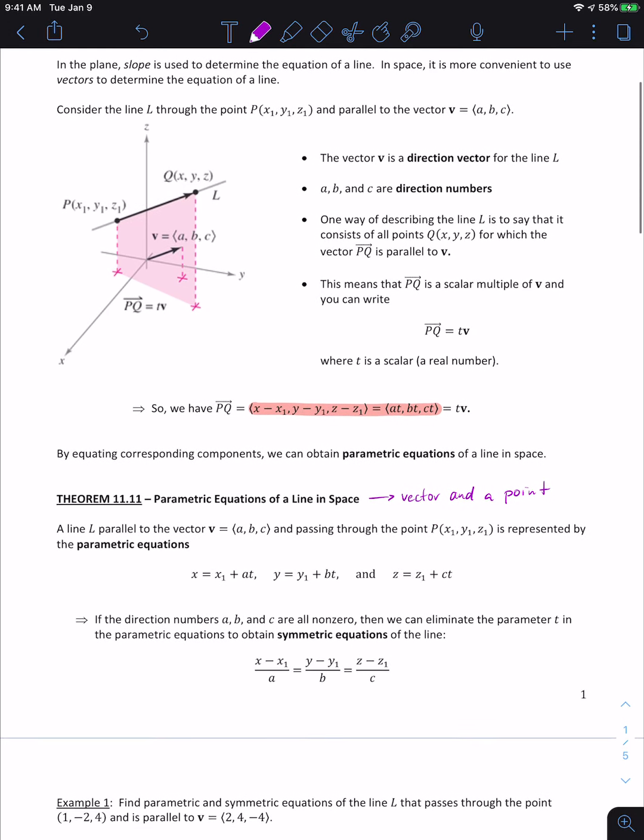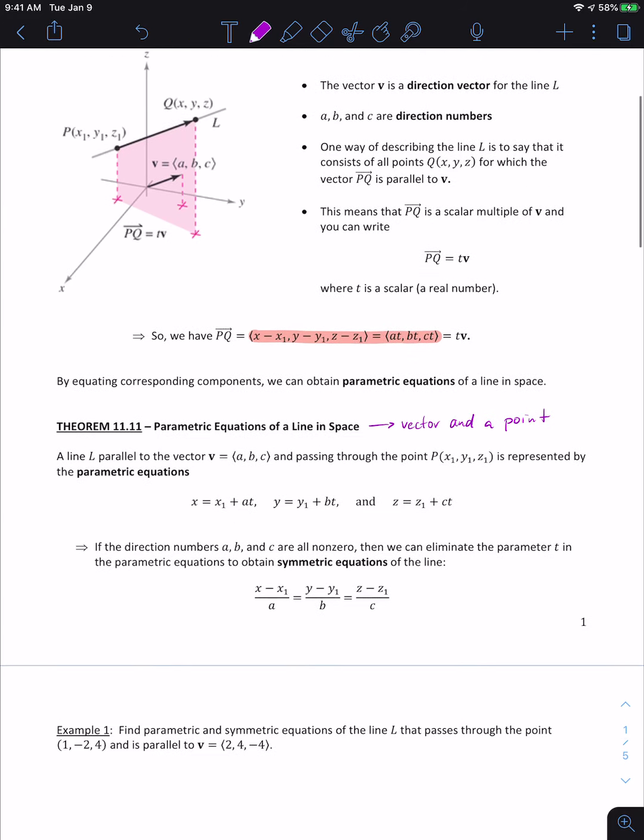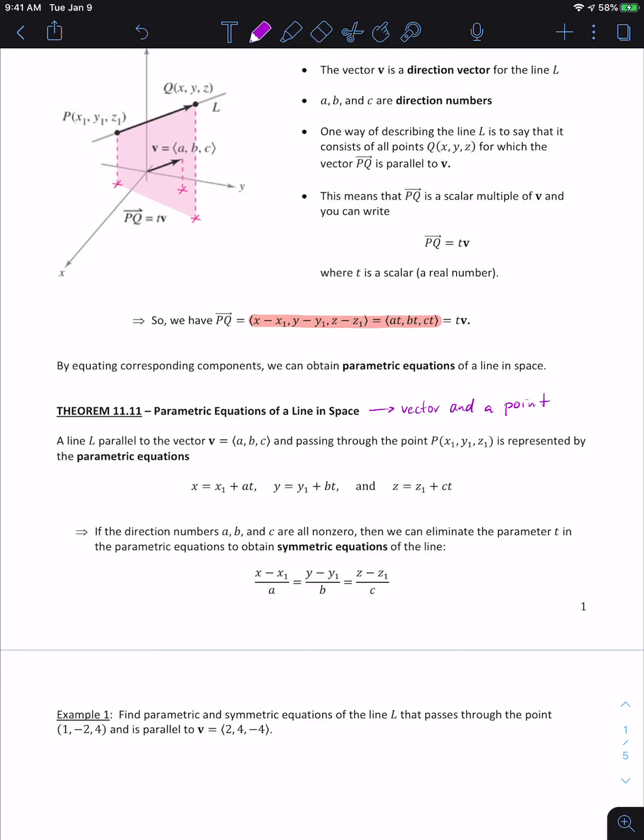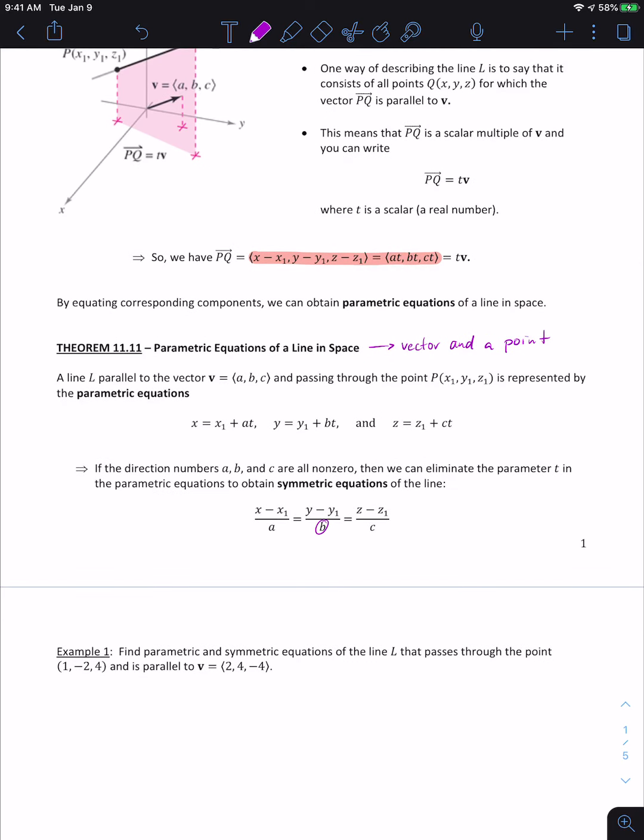So if the direction numbers A, B, and C, remember those are the coordinates of our vector, are all non-zero, then we can eliminate the parameter t. In other words, solve each one of these for t and plug it into the other, and we'll obtain what are called symmetric equations of the line, which are these. It's just x minus x1 over a, which is equal to y minus y1 over b, which is equal to z minus z1 over c. I think I said a, but I meant to say b there.